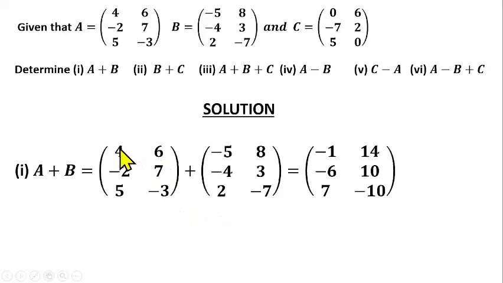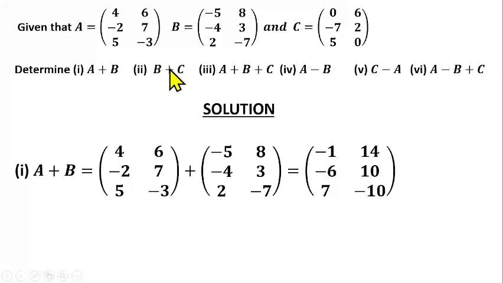Alright, let's see. We have 4 plus minus 5. What does that give you? That gives us minus 1, because plus times minus gives us minus. So 4 minus 5 gives us minus 1. 6 plus 8, that gives us 14. Minus 2 plus minus 4, that gives us minus 6. 7 plus 3 will give us 10. 5 plus 2 will give us 7. Minus 3 plus minus 7, that gives us minus 10. So when you add matrix A to matrix B, it will give us this.